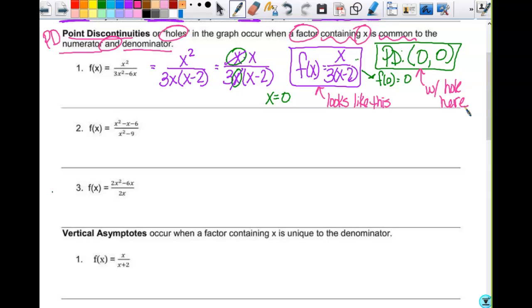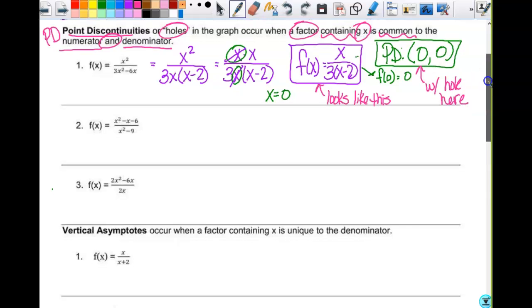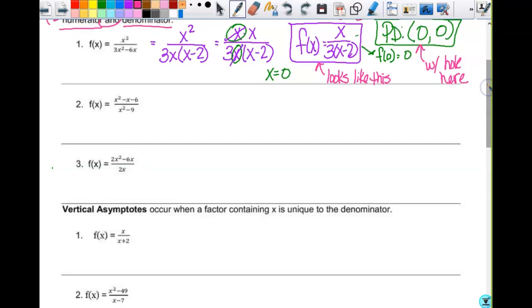What questions do we have? Okay, so let's look at number 2. Number 2, I'm going to need to factor. So in the numerator, this will give me x and x. This means that my signs are opposite, so it's plus and minus. And what are my two numbers? Positive what?